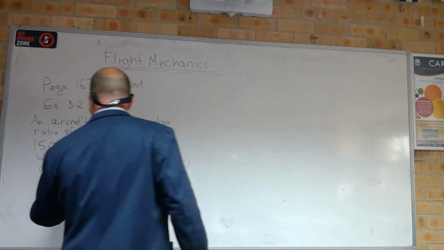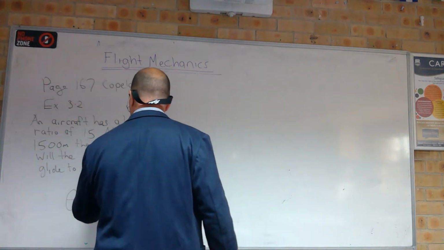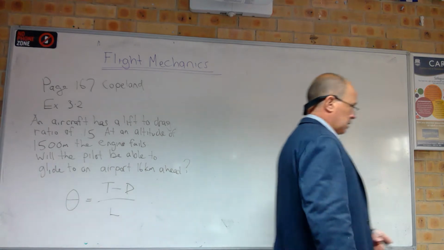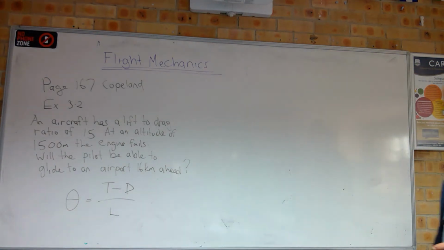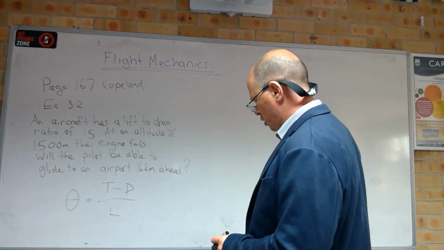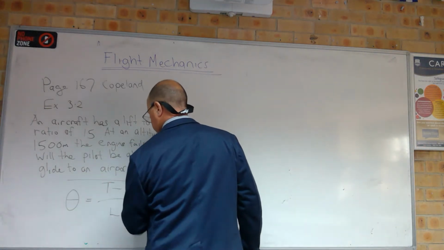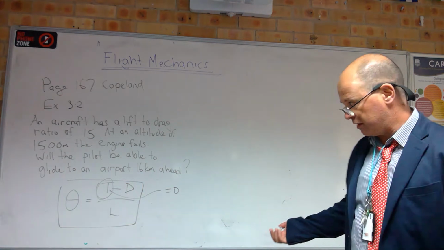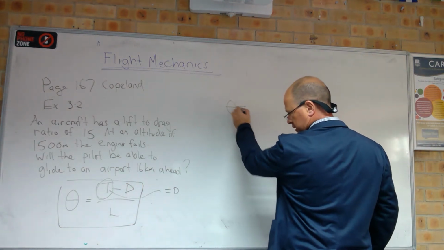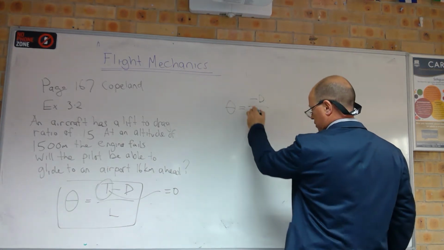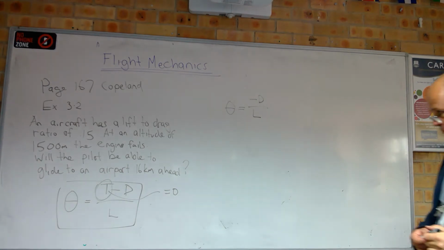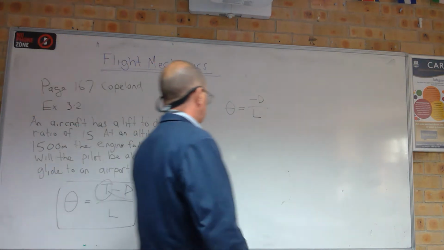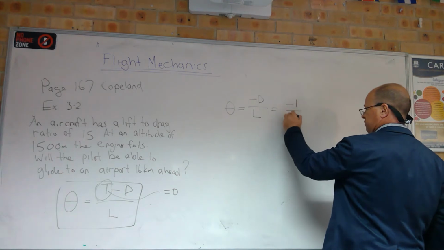So you need to use that formula, theta equals thrust minus drag over lift. Okay, so we don't need to use weight. Now we do know for this equation that our thrust is equal to 0. How do we know that? Because we've had an engine failure. So our formula becomes theta equals minus drag over lift. We know that our lift to drag is equal to 15, so it's equal to minus 1 over 15 in this instance.